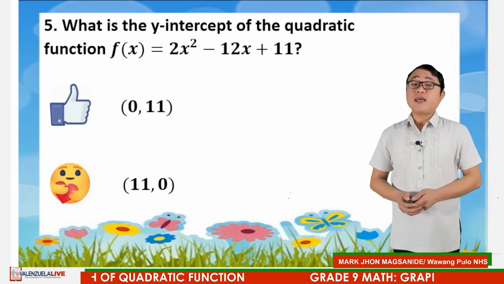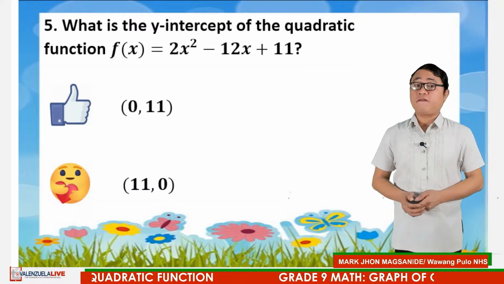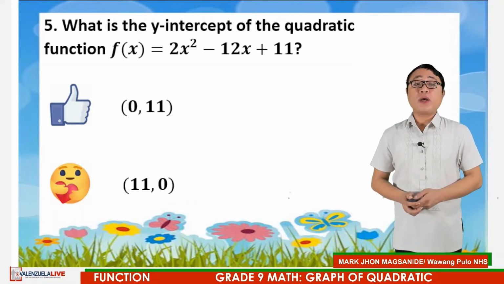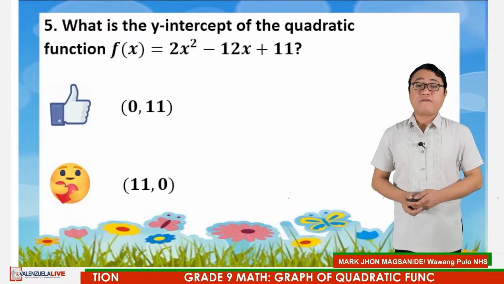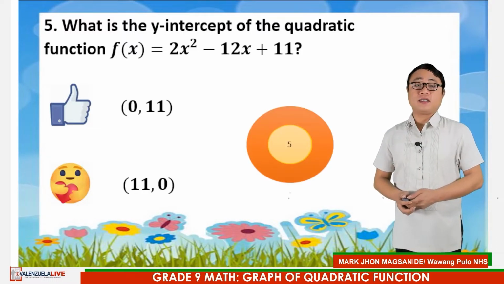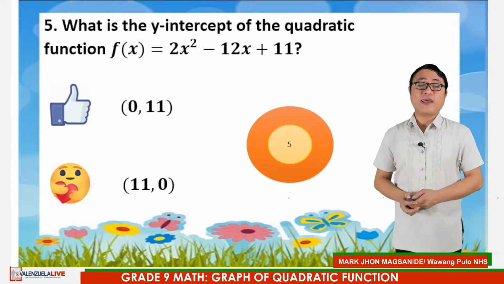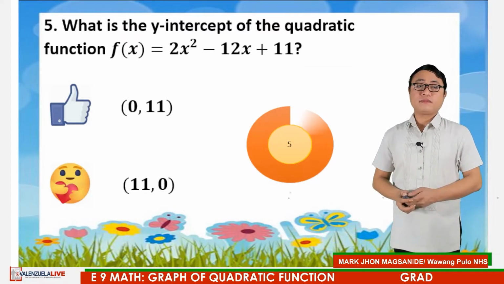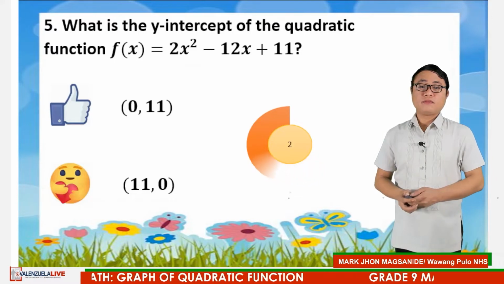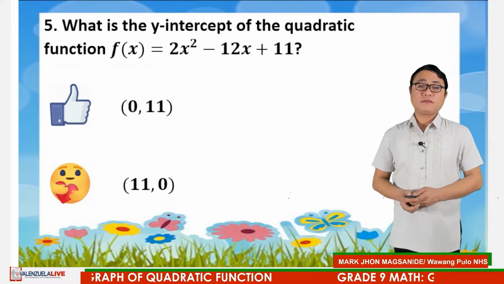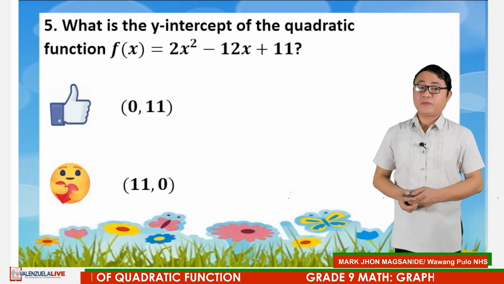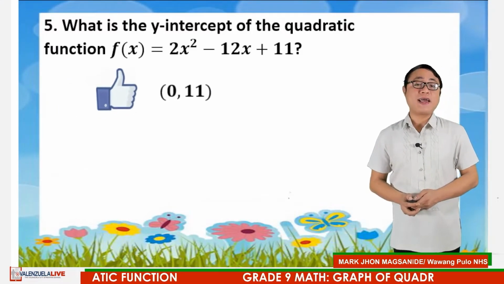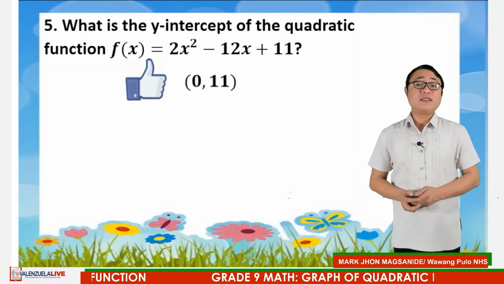And for the last question, number 5. What is the y-intercept of the quadratic function f(x) = 2x^2 - 12x + 11? 5 seconds. Is it like or care? Timer starts now. Time is up. The answer is like, (0, 11).